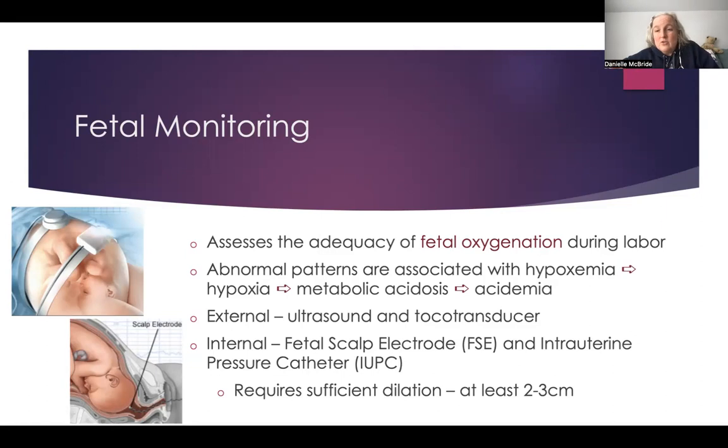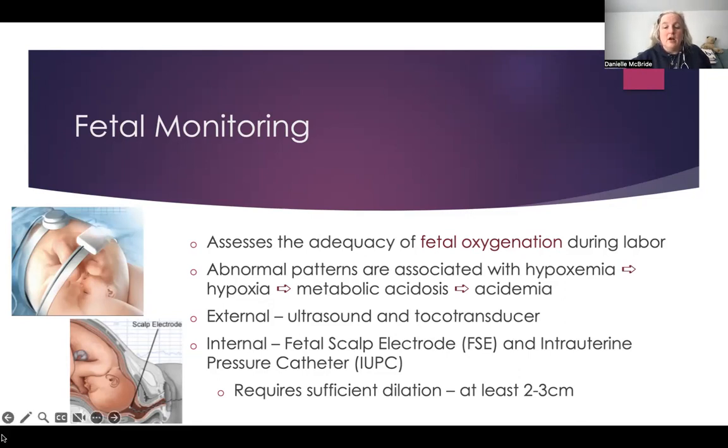Most of the time we're using external monitoring because it's non-invasive, right? Internal monitoring is going to require a cervix that has started to open so that we can put our monitors through the vagina, through the cervix, and into the uterus. The internal monitor to measure contractions is called an IUPC, or an intrauterine pressure catheter. And it goes inside the uterus and it measures in millimeters of mercury the actual strength of contractions.